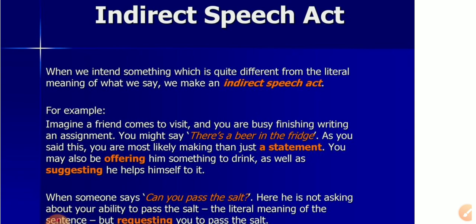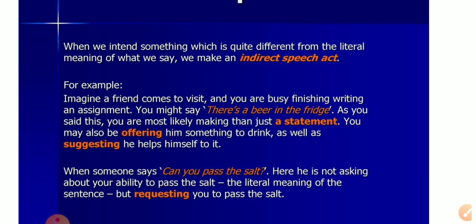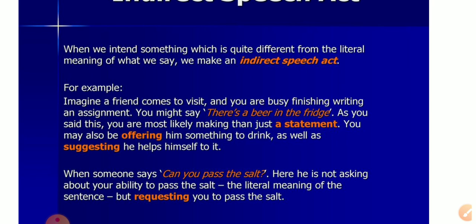Now, in indirect speech act, when we intend something which is quite different from the literal meaning of what we say, we make an indirect speech act. For example, imagine a friend comes to visit and you are busy finishing writing an assignment. You might say, "There is a beer in the fridge." As you said this, you are most likely making more than just a statement. You may also be offering him something to drink, as well as suggesting he helps himself to it.